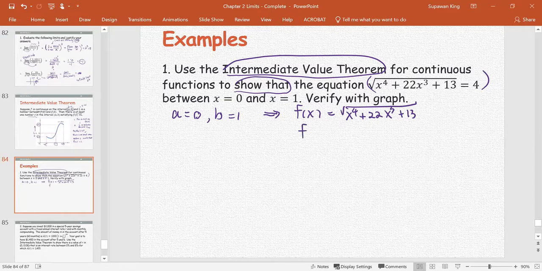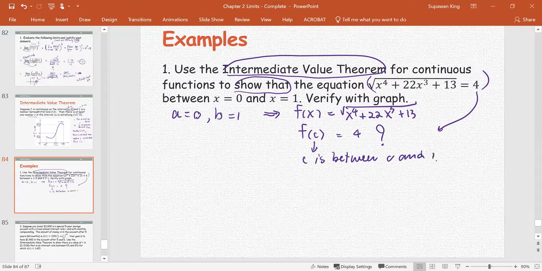So let's see, the value 4 here appears at some point c between a and b. So we're going to put a question mark here. We're going to use the intermediate value theorem to show that that is the value c, c is between 0 and 1, that gives you the function value equals 4. Let's see how it works, or is that true, by using the intermediate value theorem.